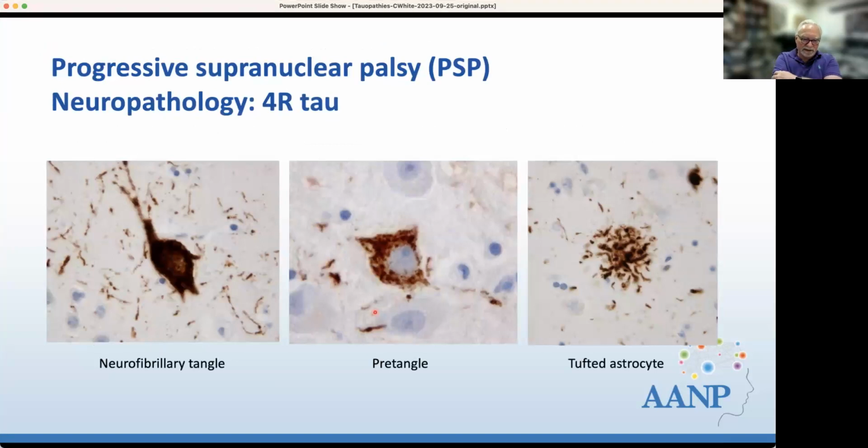And those things include neurofibrillary tangles as depicted on the left, pretangles in the center, again, this kind of dot-like granular tau immunoreactivity, not in the form of a neurofibrillary tangle.